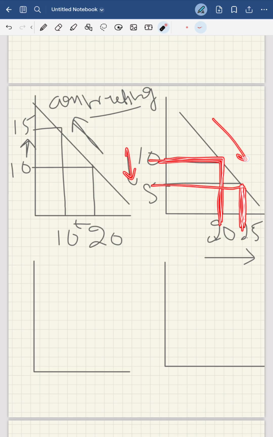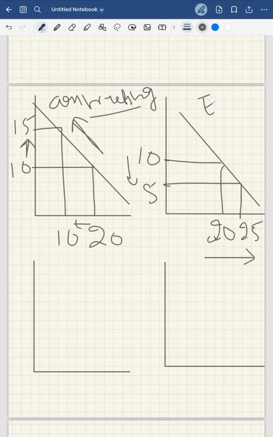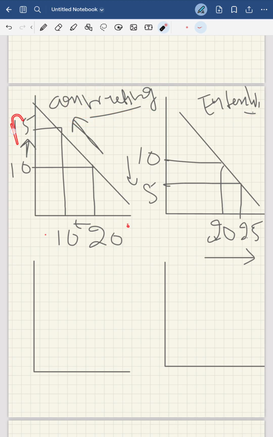We denote it by this arrow. Increase in demand, it moves from this point to this point. Here, from this point to this point, there is an increment in demand by 5 units. We can say that it is extension. This is extension and contraction of the quantity demanded, because extension and contraction is only possible in the case of price.